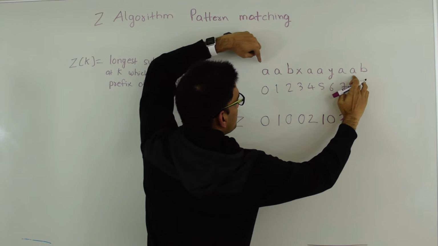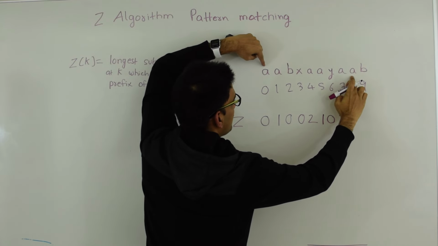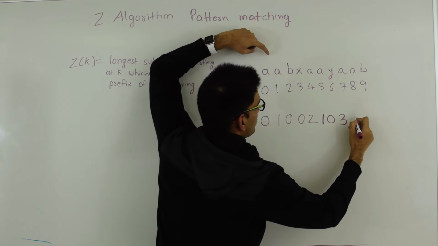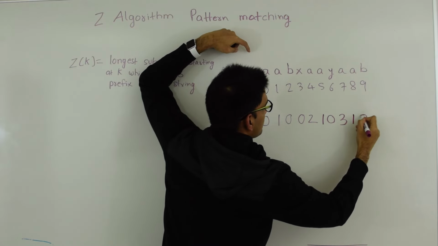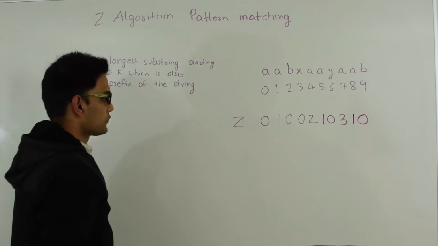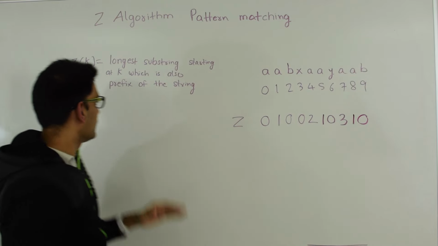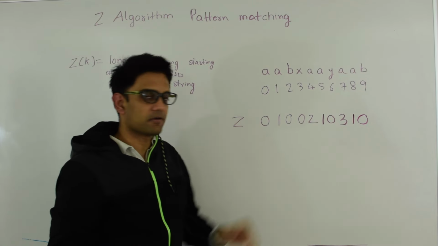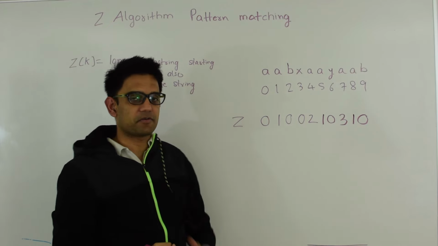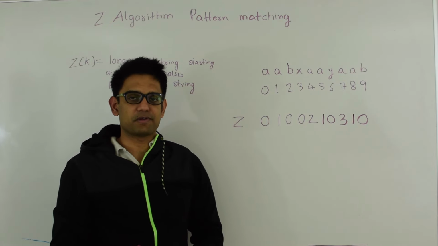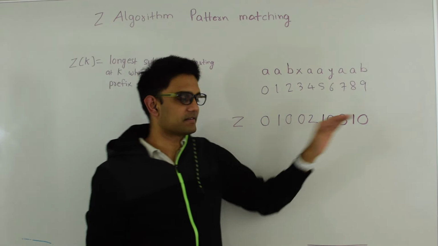Then moving to the 8th position, this A and this A is same, this A and this B is not same, so this is 1. And then finally this B and this A is not same, so this is 0. So hopefully this helps you understand what this function Z of k means. So in the next section, let's see how we use this information for pattern matching, and later on we'll see how we can create this Z array efficiently.